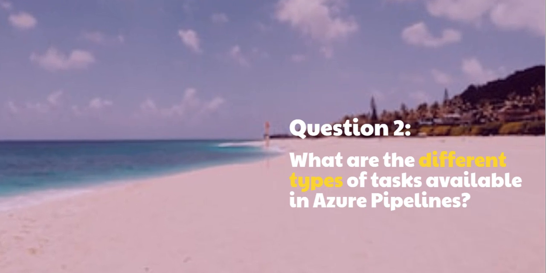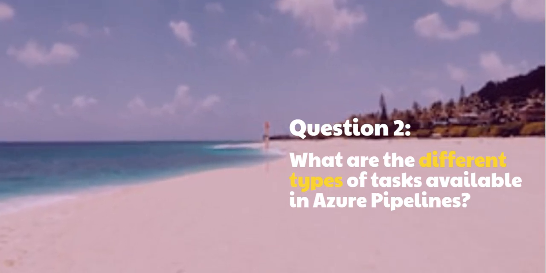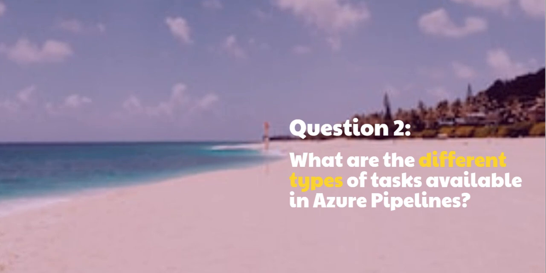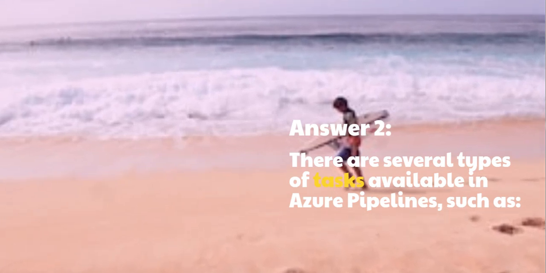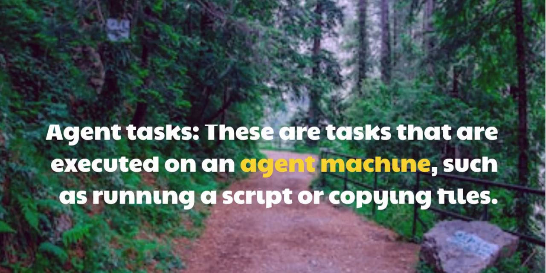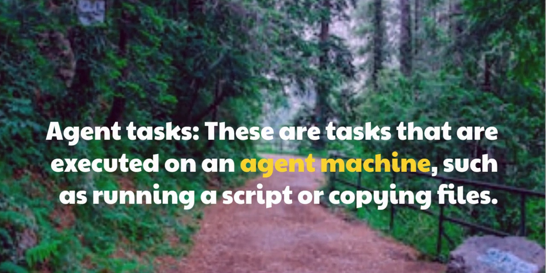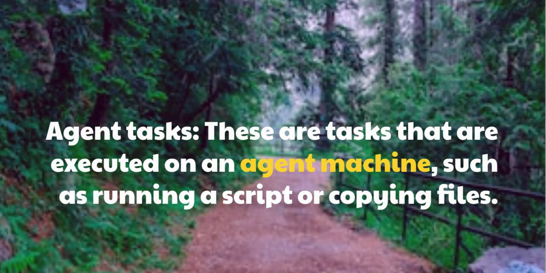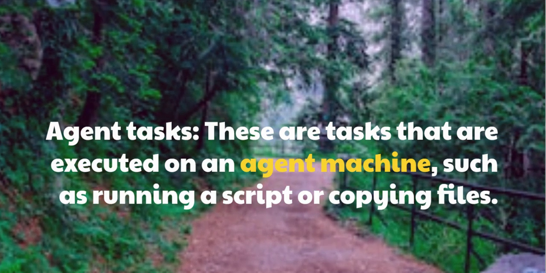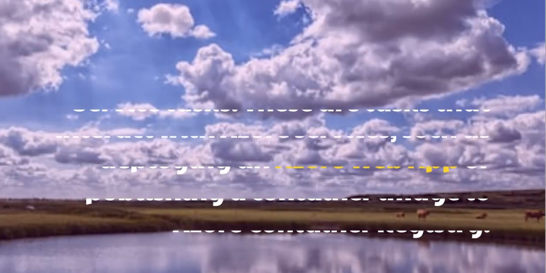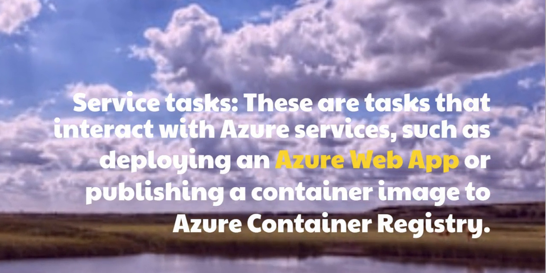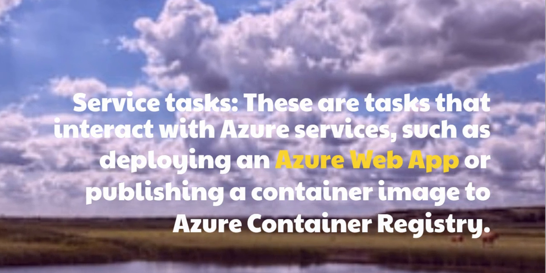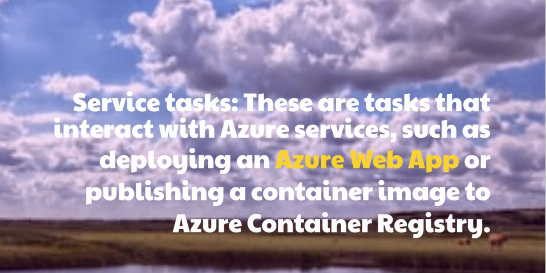Question 2. What are the different types of tasks available in Azure Pipelines? Answer 2. There are several types of tasks available in Azure Pipelines, such as agent tasks. These are tasks that are executed on an agent machine, such as running a script or copying files. Service tasks. These are tasks that interact with Azure services, such as deploying an Azure Web App or publishing a container image to Azure Container Registry.